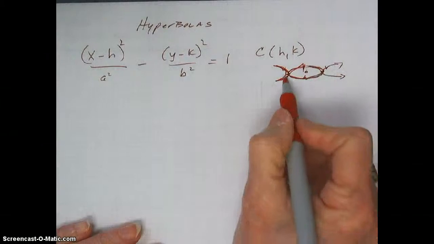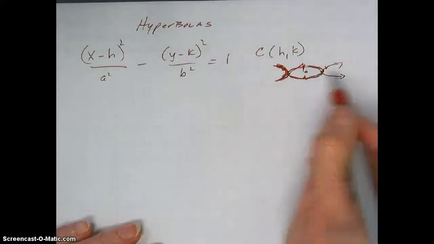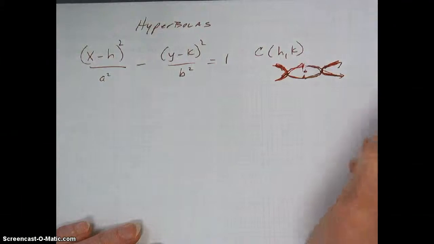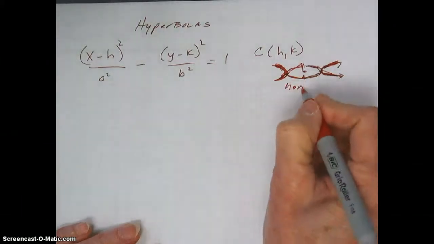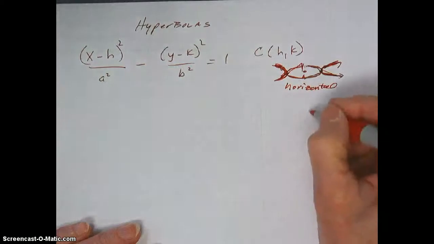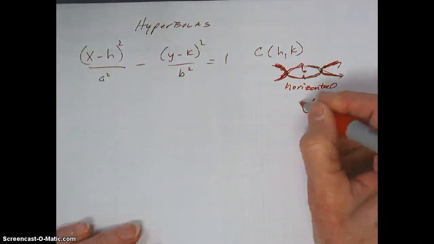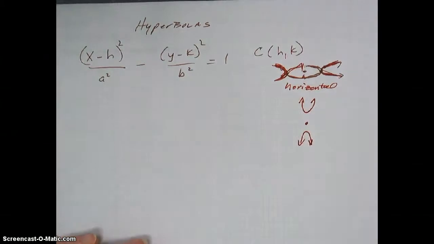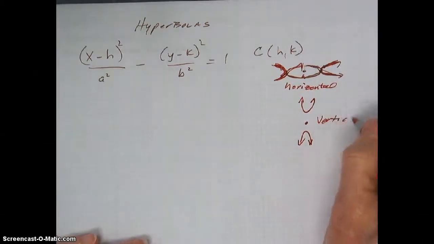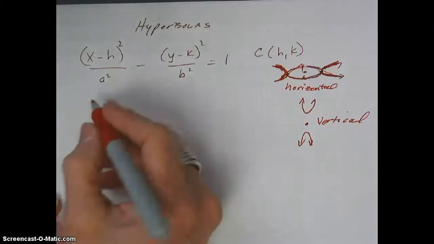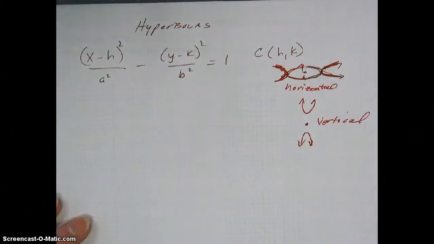Again, we'll have some branches like we did when we were doing rational functions. We'll have two branches, and they will either go horizontal or vertical. In a vertical hyperbola, the branches will go up and down. I'll explain how we can get that, but first let me graph this first hyperbola.